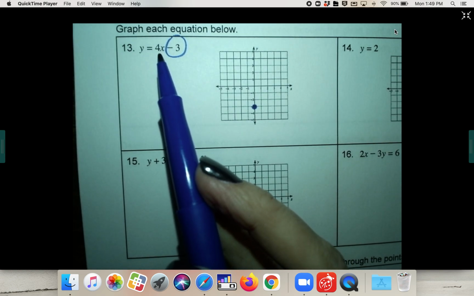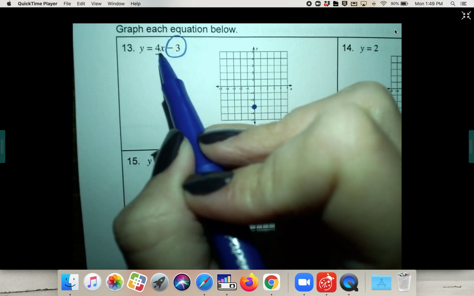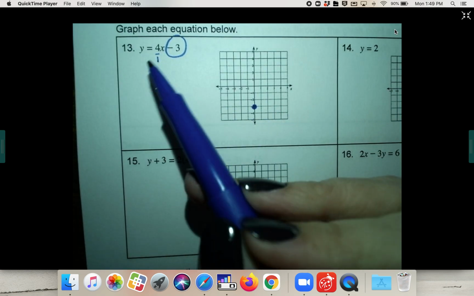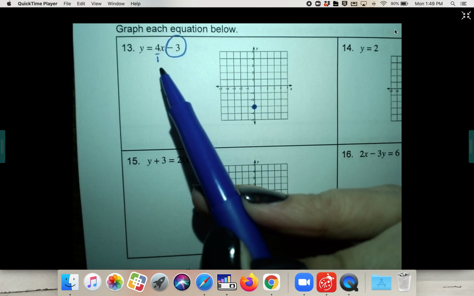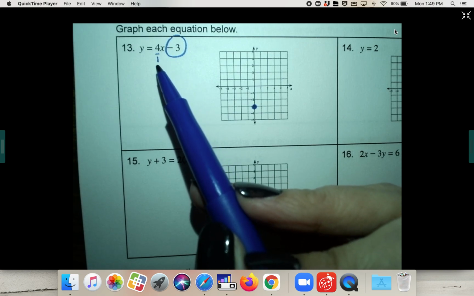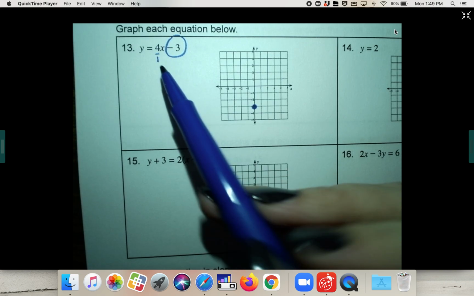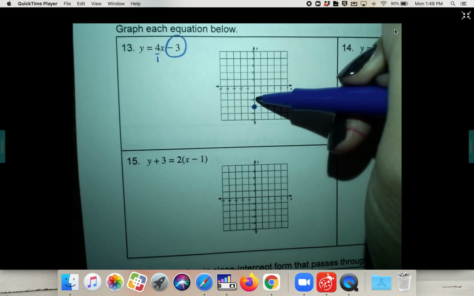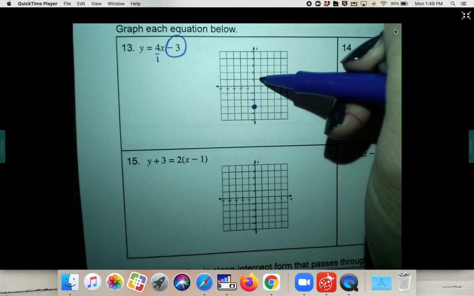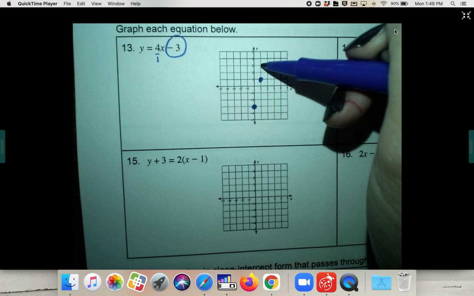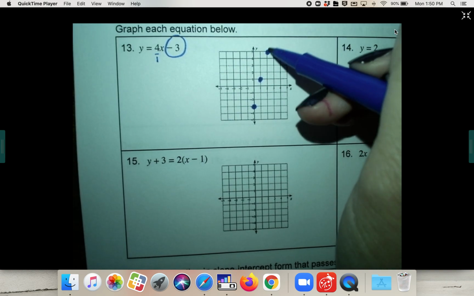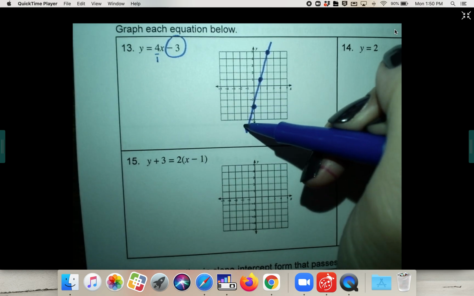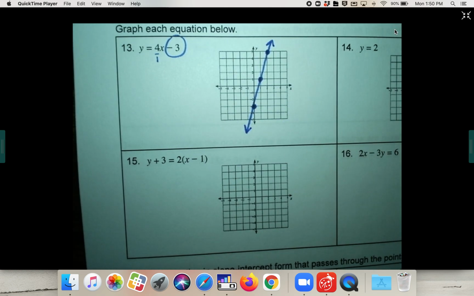So anytime it's a whole number, you need to change it into a fraction so that you can see how many your rise is over how many your run is. So if it's a whole number, it's that number over 1. So we're going to rise 4 and run 1. So from this dot, you're going to go up 1, 2, 3, 4 over 1. And then keep going 1, 2, 3, 4 over 1. The more dots you have, the straighter your line is going to be. And you do need to draw a line with arrows at both ends through the dots.